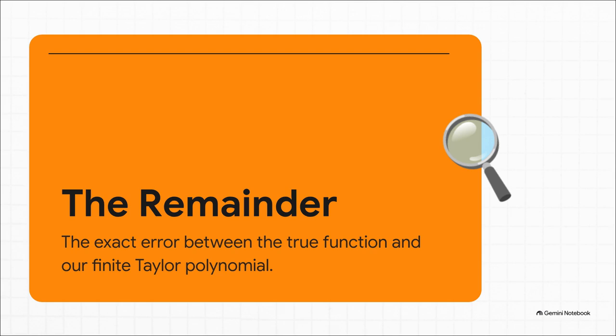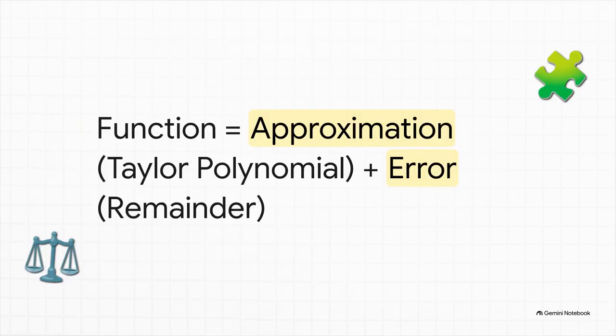The remainder is essentially just the error. It's the exact difference between our true function, f of x, and our finite Taylor polynomial approximation, T sub n of x. Let's break down this burden of proof so it's crystal clear. You can frame any true function as being equal to your finite mathematical approximation, which is the Taylor polynomial, plus whatever leftover error remains. It's that simple.